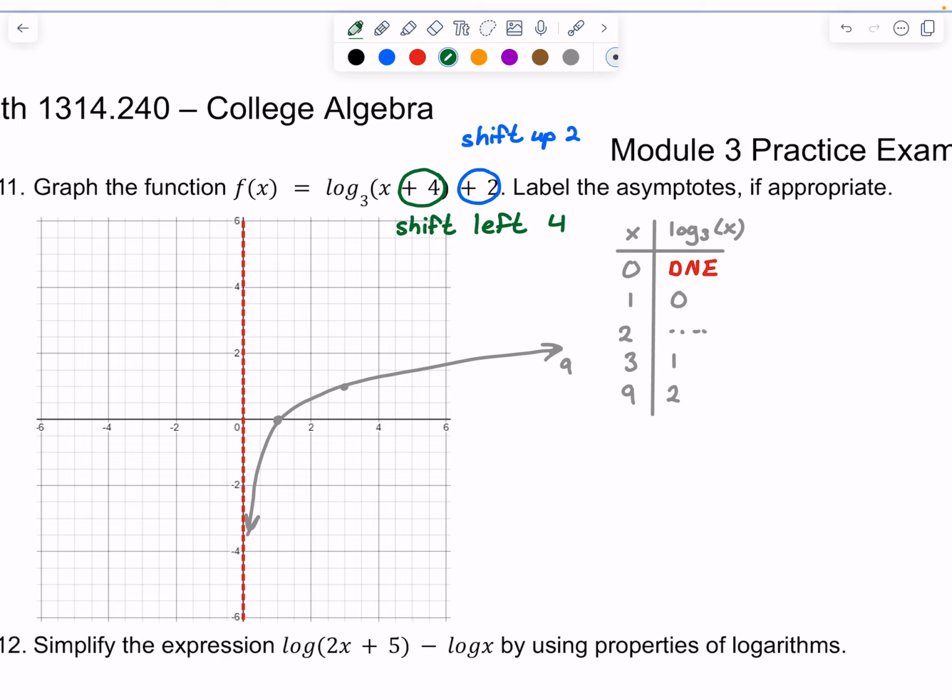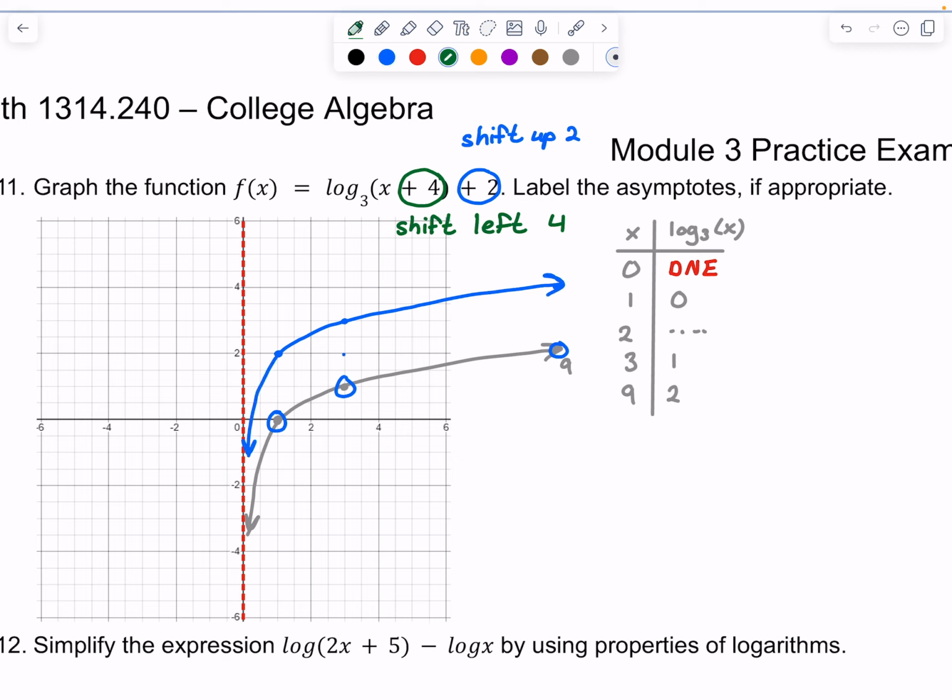Next, what I'm going to do is apply my transformations. So it doesn't really matter which order you do these shifts in, so I'm just going to shift it up first. So I'm going to take every single point and shift it up 2. So this one right now is at 2. It'll move up to 4. This one's at 0. It'll move to 2. And that's basically it. I've shifted everything up by 2.